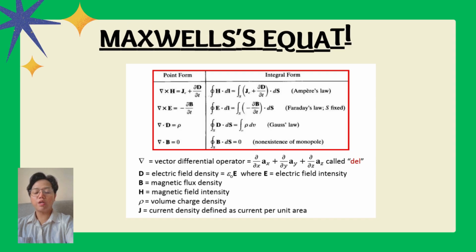Maxwell's equations. The Maxwell equations are a set of 4 fundamental laws that describe the behavior of electric and magnetic fields and their interaction with charges and currents. These equations also describe how electric and magnetic fields propagate as a wave. The 4 fundamental laws are Ampere's law, Faraday's law, Gauss's law, and also the non-existence of monopoles.